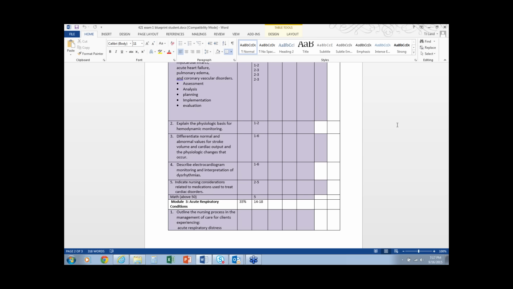The third one for cardiac is where we're talking about the normal versus the abnormal for stroke volume, cardiac output, and then any kind of changes that might occur. So this is where we're talking about heart transplants, we're talking about cardiomyopathy, it might be a restrictive cardiomyopathy, it might be a dilated cardiomyopathy, and so you need to be able to understand how that works. And then what changes might happen.